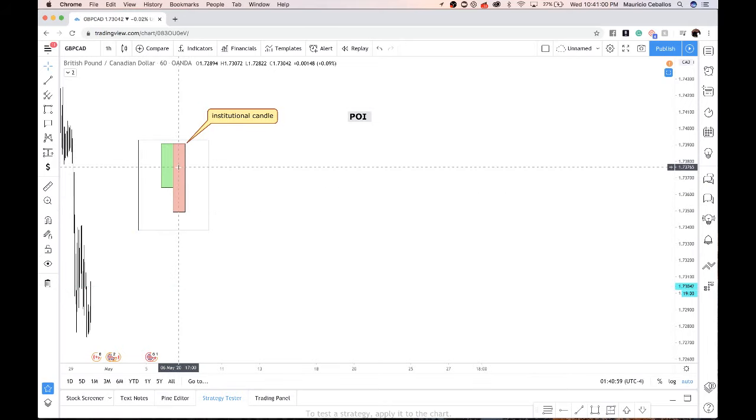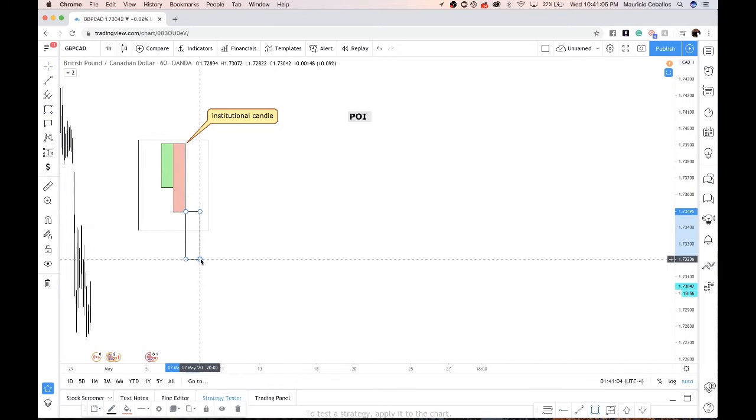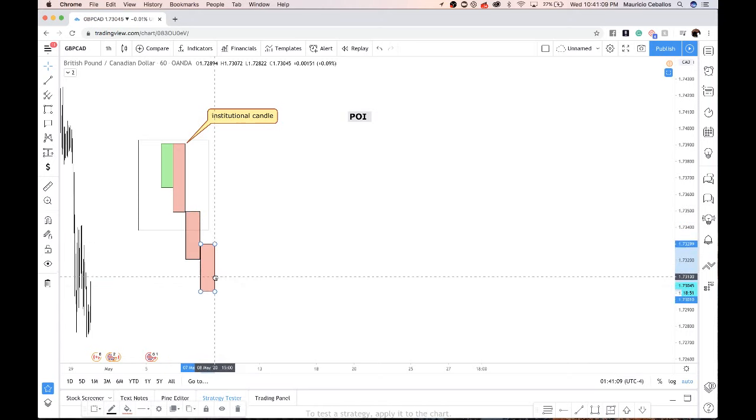When it comes to a bearish institutional candle, you're usually going to see rapid moves come through from that candle. So usually continuation, so that price can continue dropping. That is what an institutional candle is more likely to be noticed as.